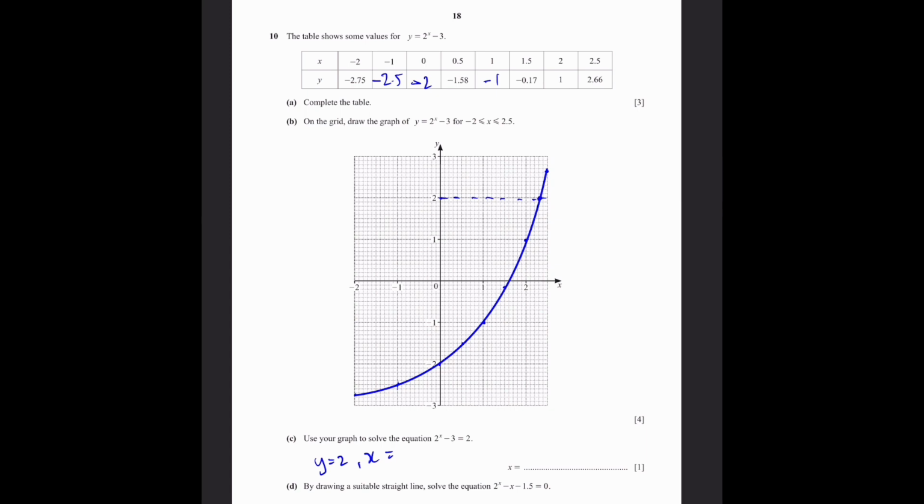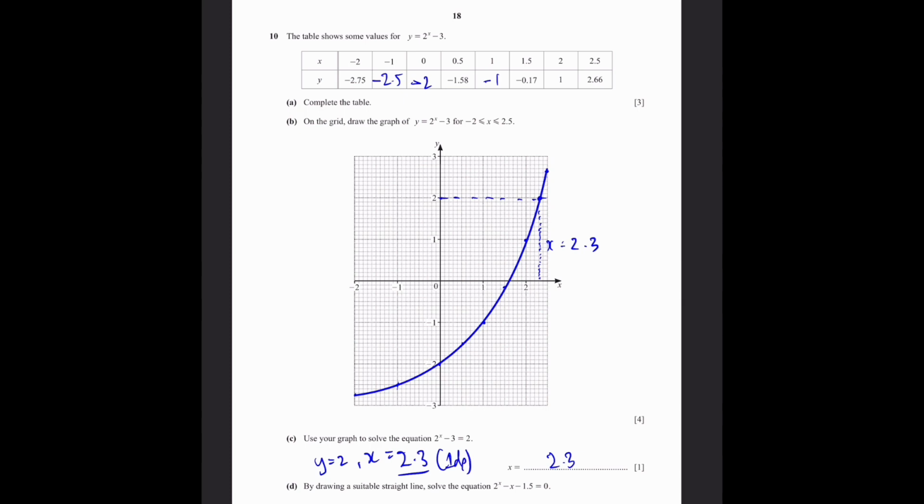Over here at x equals approximately 2.3. So x equals 2.3. This is approximate. This is not a really exact value. If you zoom in closer, it could be a longer decimal. Or if you just substituted the value in and did it. But then this is just approximate 2.3.